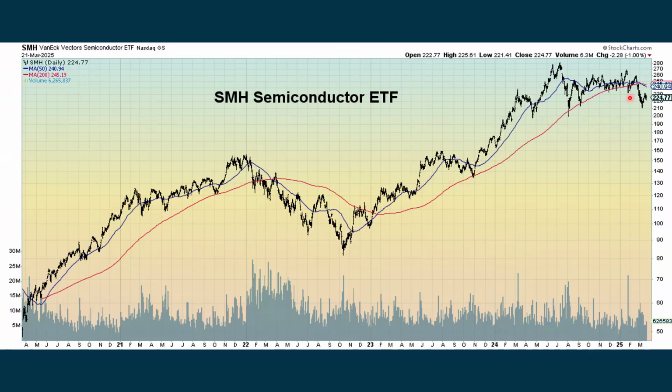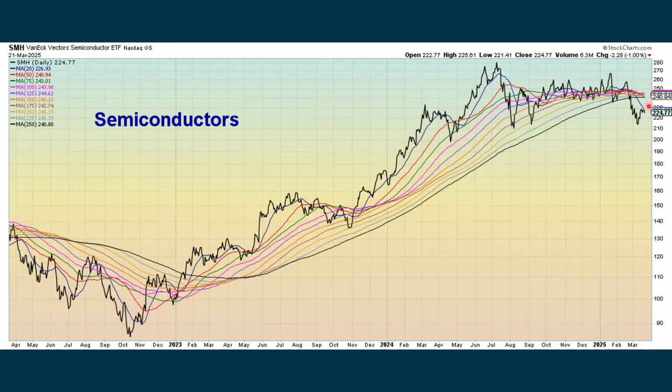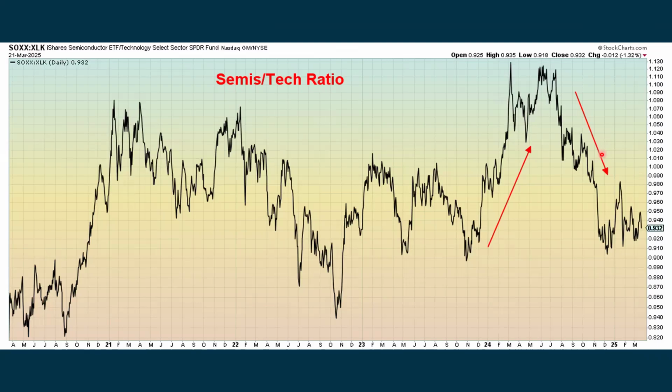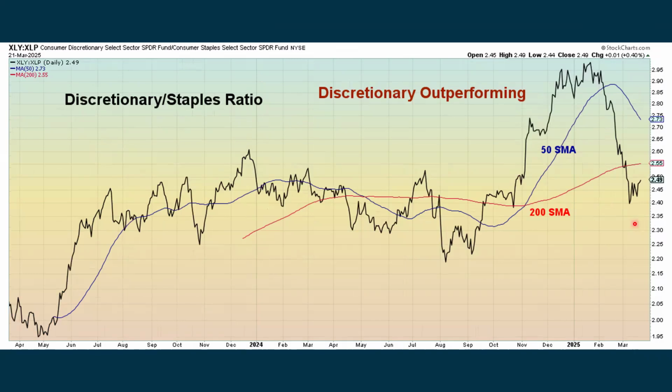Semiconductors looking pretty weak here. This is the SMH semiconductor ETF. It's starting to go into a downtrend. Then this is also looking at that same ETF, but measuring it using a rainbow, trying to bounce back up. But you can see these lines are really starting to collapse right now. Another look at semiconductors is the Dow Jones Semiconductor Index, just getting ready to see a death cross here. And then we look at the semis to tech ratio, just chopping along sideways. Neither of them are doing quite well, so we're not seeing one really outperforming or underperforming the other.